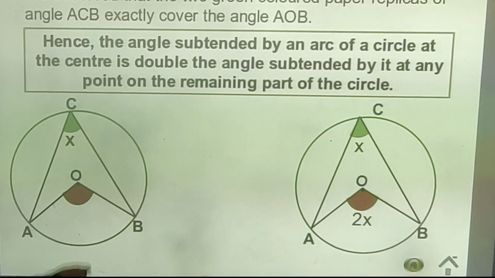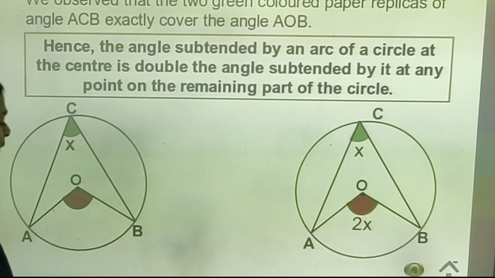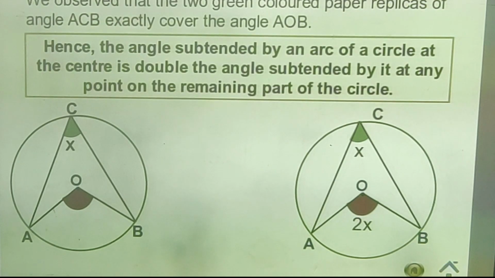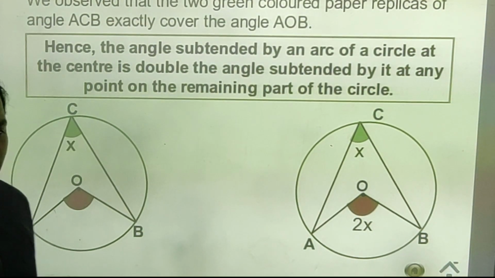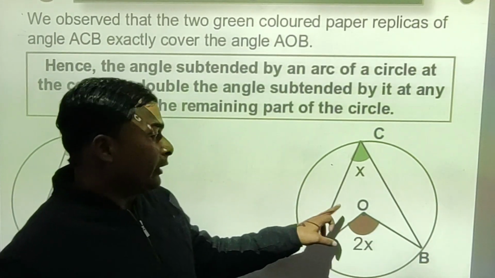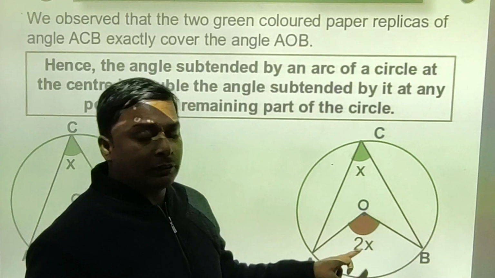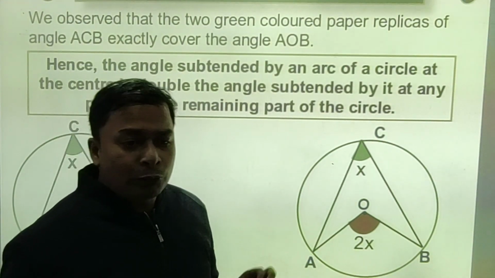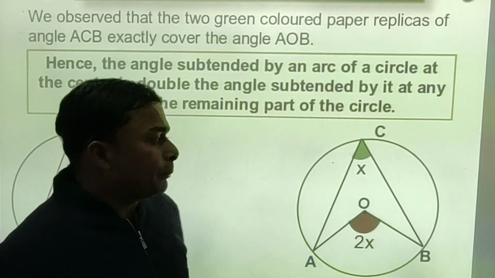Now there is a relationship between both the angles: the angle formed at the center is 2 times the angle formed on the circle. So you can see the relationship is here x and here 2x. In the next slide we will learn the proof of this, how it can be proved.